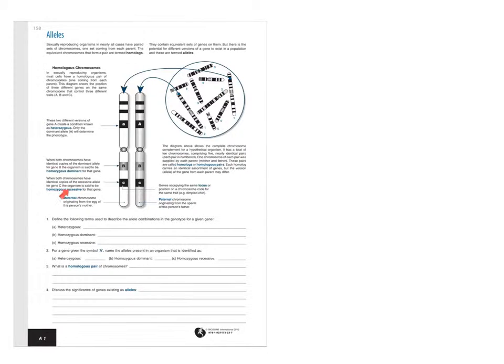In this case they're heterozygous. Why are they heterozygous? Because you have one big A, one little a. One version is dominant, the other is recessive. And these are homozygous dominant. Why? Because they're both dominant. They're both capital in this case.